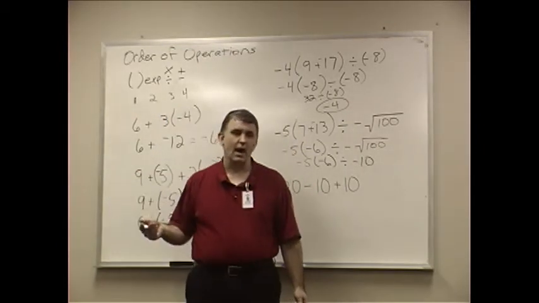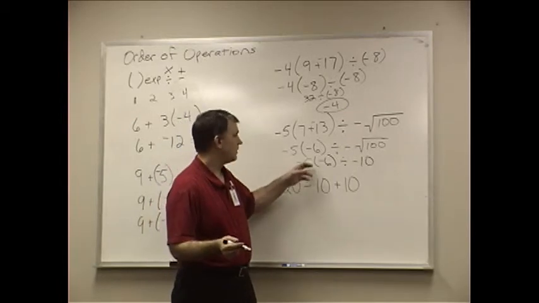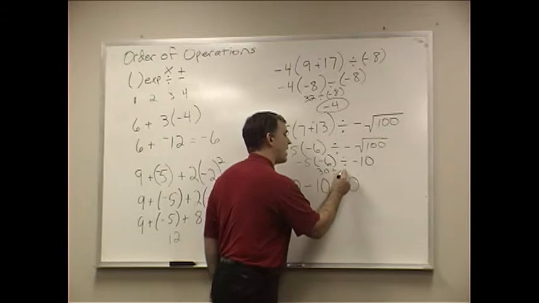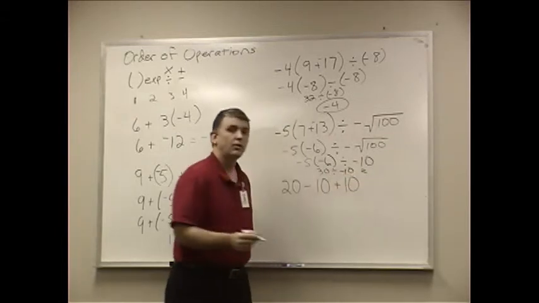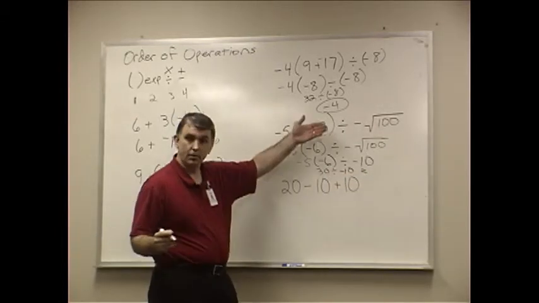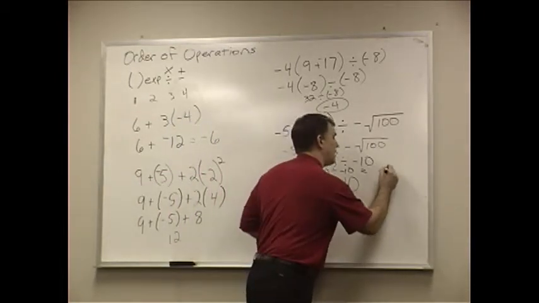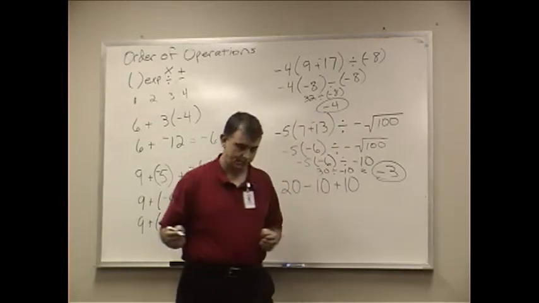And then last but not least, negative 5 times negative 6 is 30. 30 divided by negative 10. Sorry, I have to write a little small there. Hopefully you can see that on your own paper. 30 divided by negative 10 is negative 3.